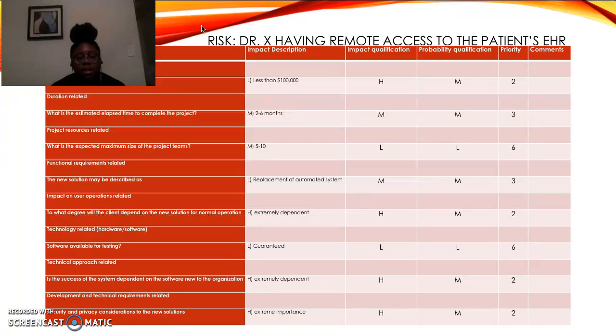And like the other 2 risks, the software available for testing is not really a priority, because it has to be tested regardless. And to what degree will the client be dependent on the solution? So whatever solution they come up with to remedy this risk, Dr. X would be extremely dependent on it, because he's used to having remote access to his EHR. So whatever they come up with, he would need to depend pretty much solely on it. So that will be higher on the priority list. It will score a 2.